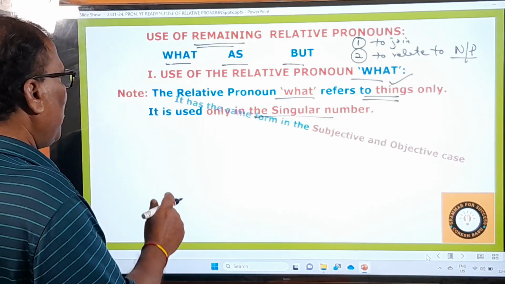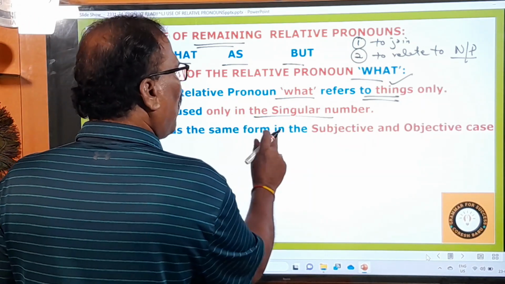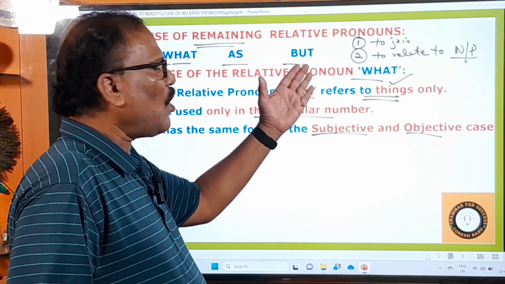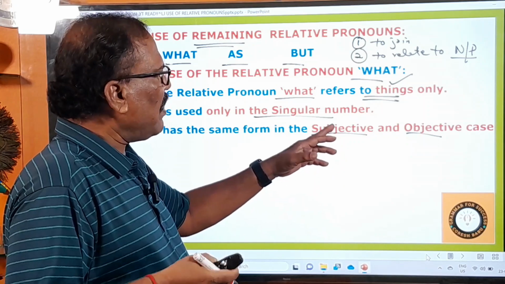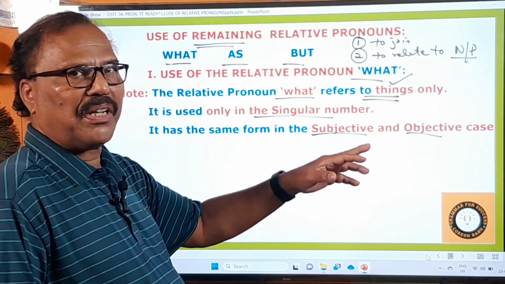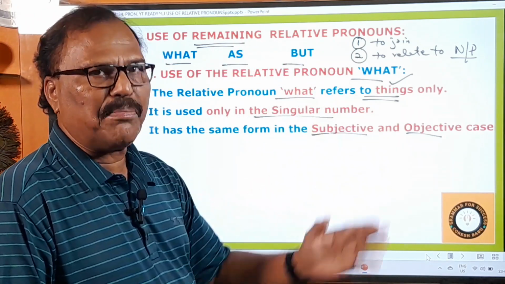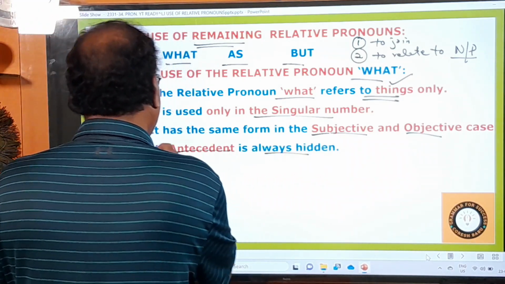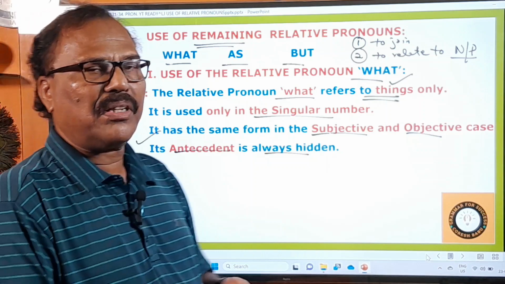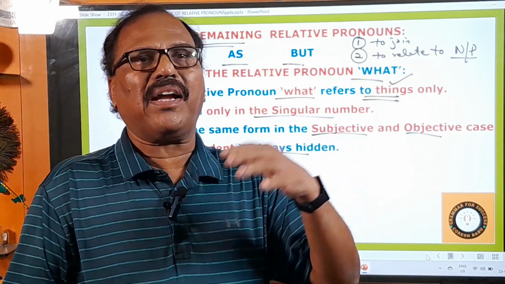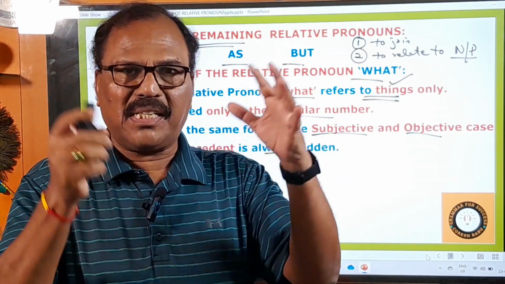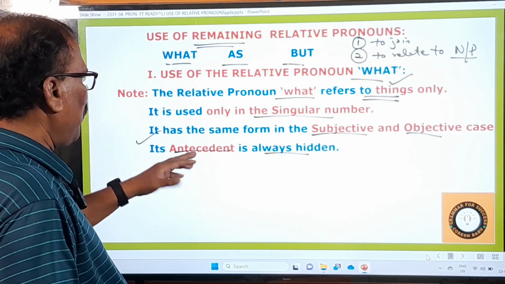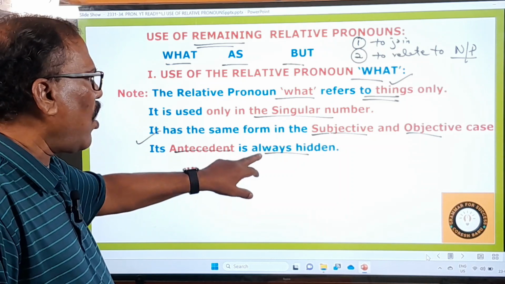Okay, right. And one more thing, it has the same form in the subjective and objective case. It has no possessive case at all. It is the same for subjective case and objective case. And then comes, its antecedent is always hidden. It's very important. With other relative pronouns you can see the antecedent, but in the case of this relative pronoun what, the antecedent is always hidden.